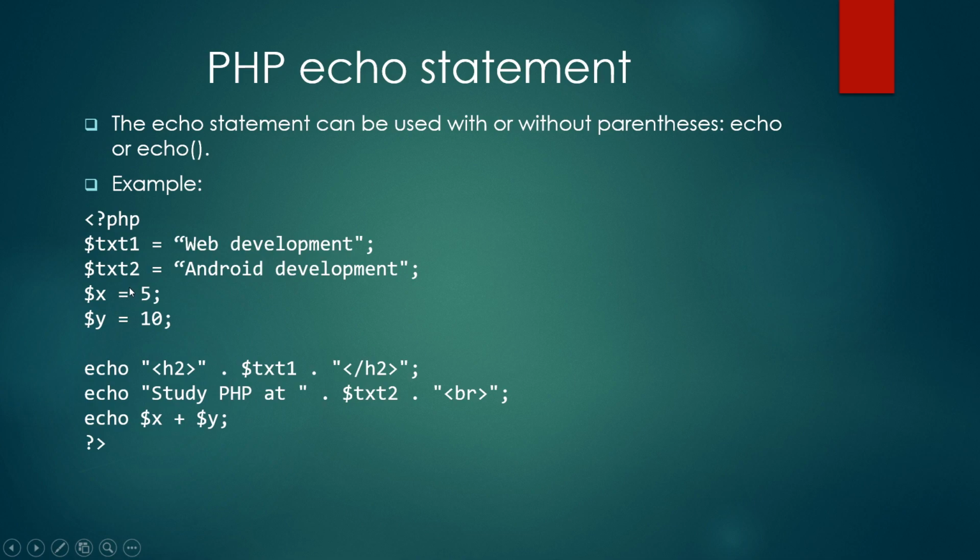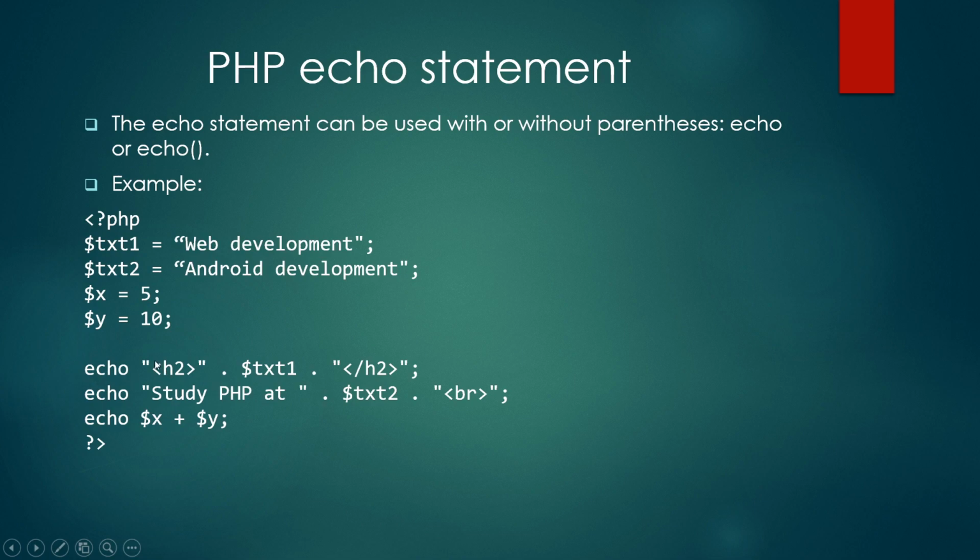Now, why integer variables? Because they are holding an integer value. Here I am echoing this variable txt1, and here I am echoing this variable txt2. And here I am echoing $x plus $y, meaning the sum of these two variables. Now there are several things here that you can notice.